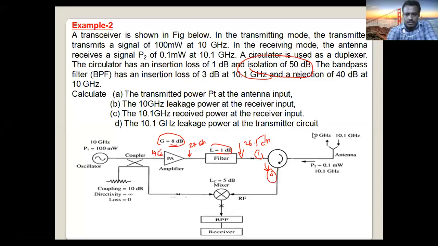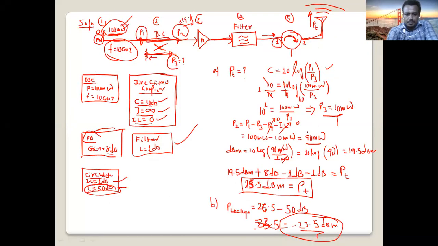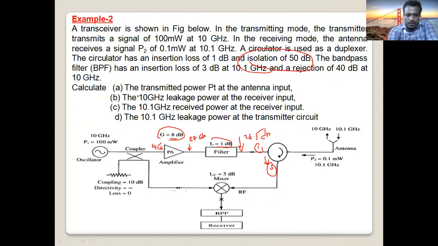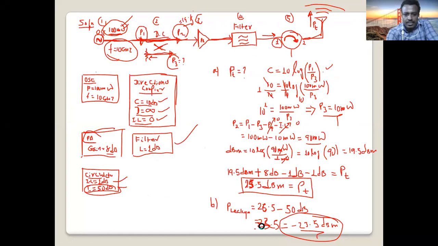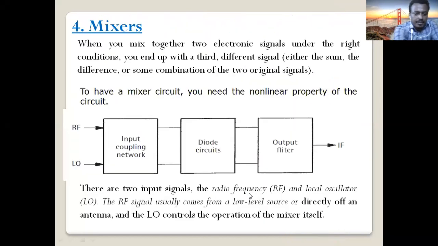Okay, so let's continue part C. We have seen how to find PT, the leakage power from the transmitter to the receiver. Next question: how much power is received, PR? To do this, let's look at the receiver part.